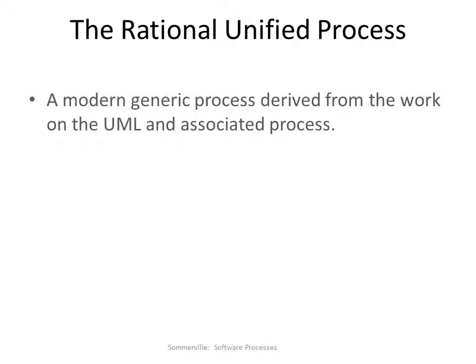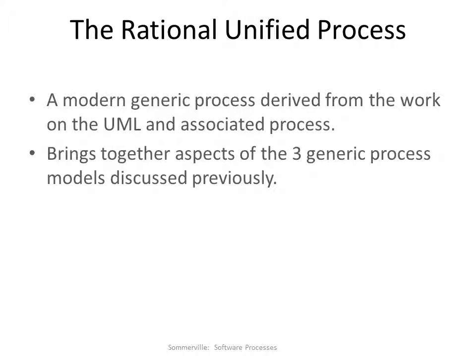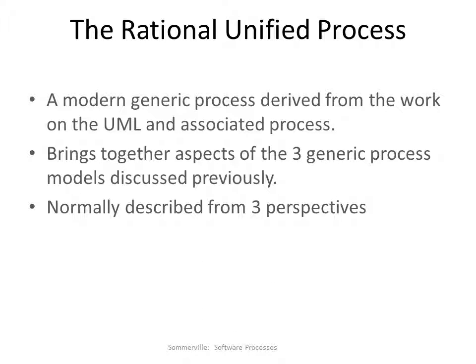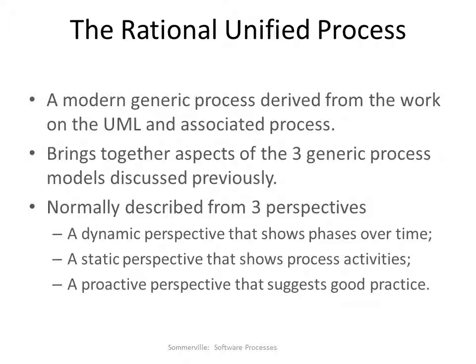The Rational Unified Process, RUP for short, is a modern generic process derived from the work on the UML and associated process. It brings together aspects of the three generic process models discussed previously, normally described from three perspectives. It looks at it from a dynamic perspective that shows phases over time, a static perspective that shows the process activities that are required, and a proactive perspective that suggests good practice. So let's have a look at these.